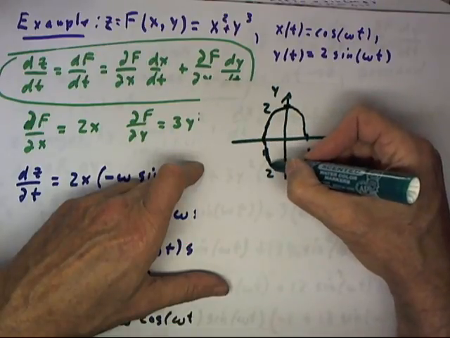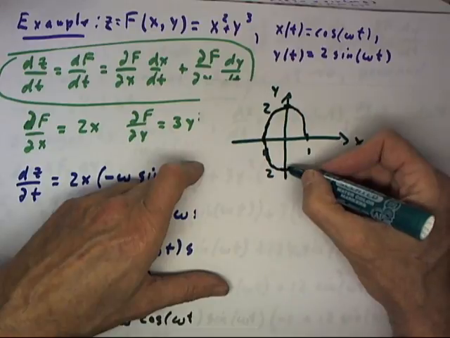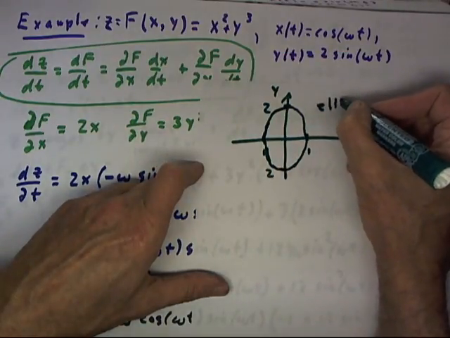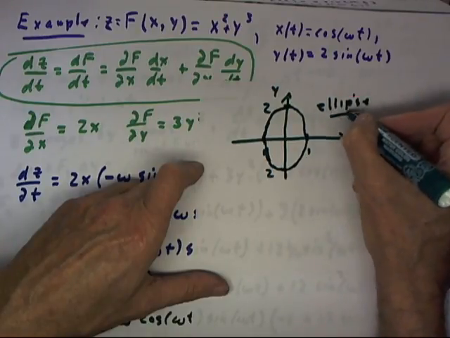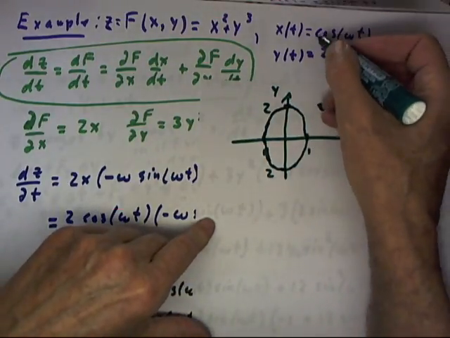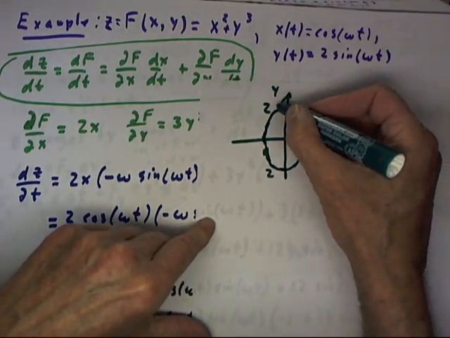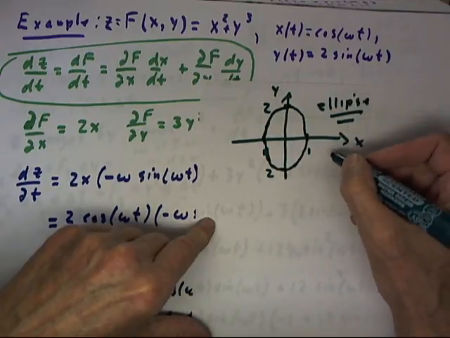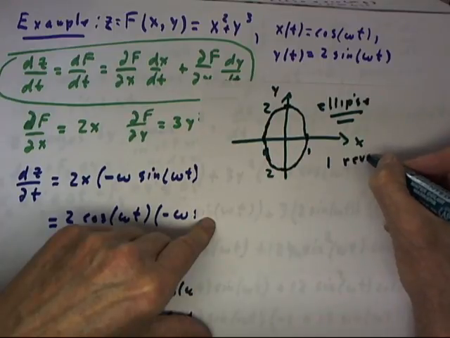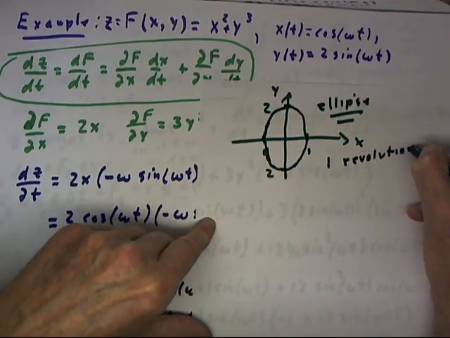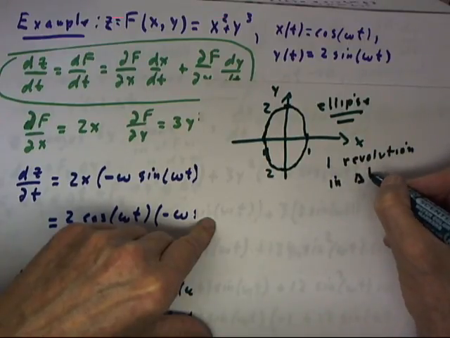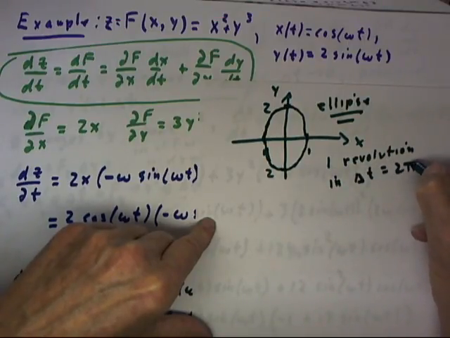And I kind of missed there intentionally to not run through my 1, but we see that that's an ellipse. So that x and y follow a path around this ellipse. And one revolution around the ellipse takes a time interval of 2 pi.